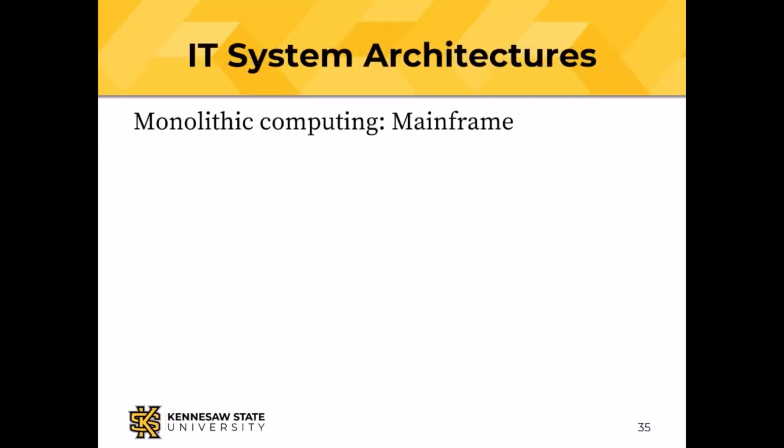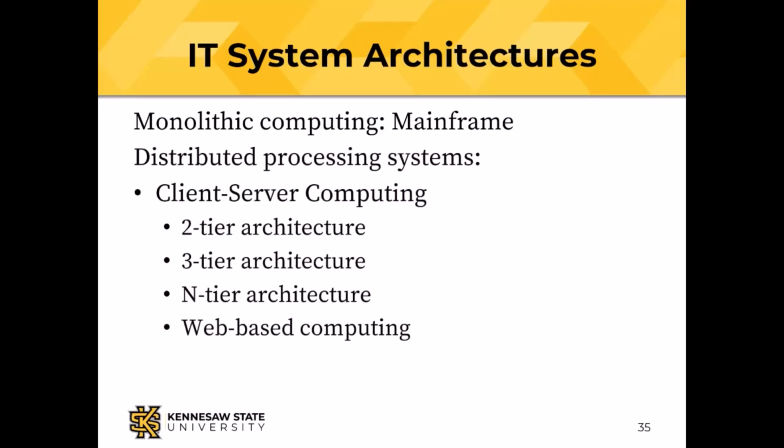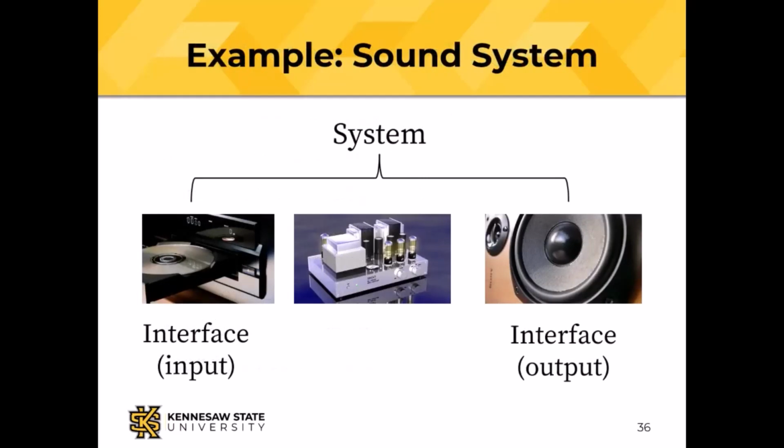We have a couple of different ways of doing architecture of IT systems. Monolithic architecture, that's the mainframe computer. Distributed processing systems, and there are several flavors of those. Client server, 2-tier, 3-tier, a bunch of tiers, or web-based. And peer-to-peer computing, where there is not a central control. Well, here's a more concrete example of a system. I have a CD player, that's an interface for input, the amplifier and the rest of that stuff in the middle, and then a speaker that is the interface for the output.